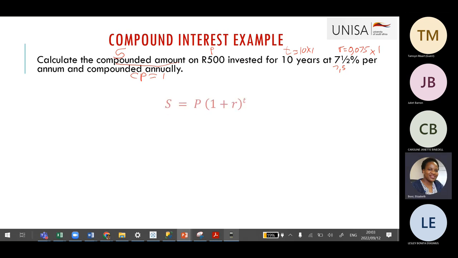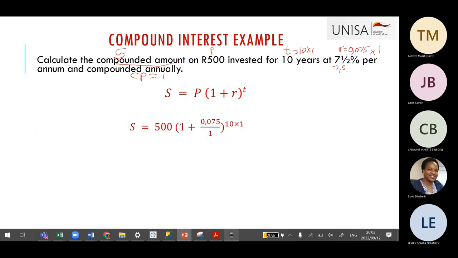But let's calculate. This is the formula that we need to be using. So we'll just substitute into this formula. We're looking for S. So P is 500 times 1 plus our rate, which will be 0.075 divided by 1. Did I multiply? Oh, gosh. I multiplied instead of divide. So we divide 0.075. This is just for explanation purposes.